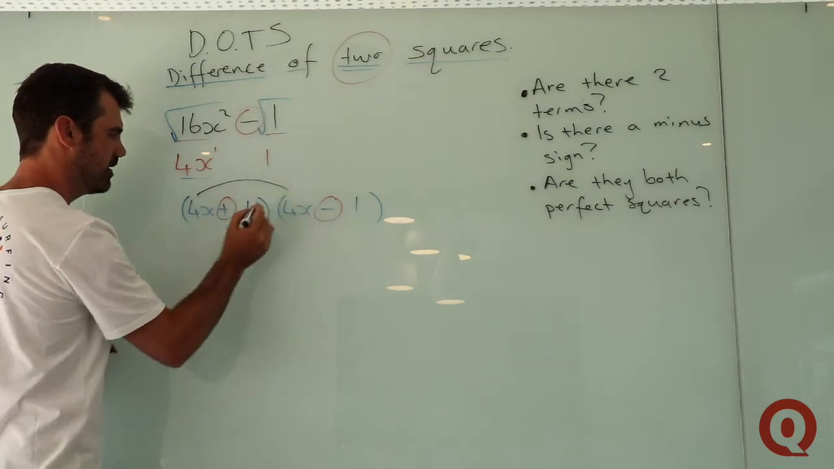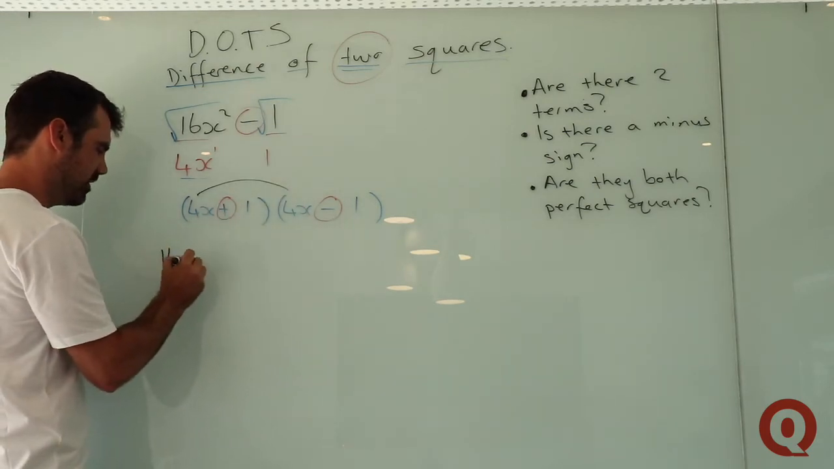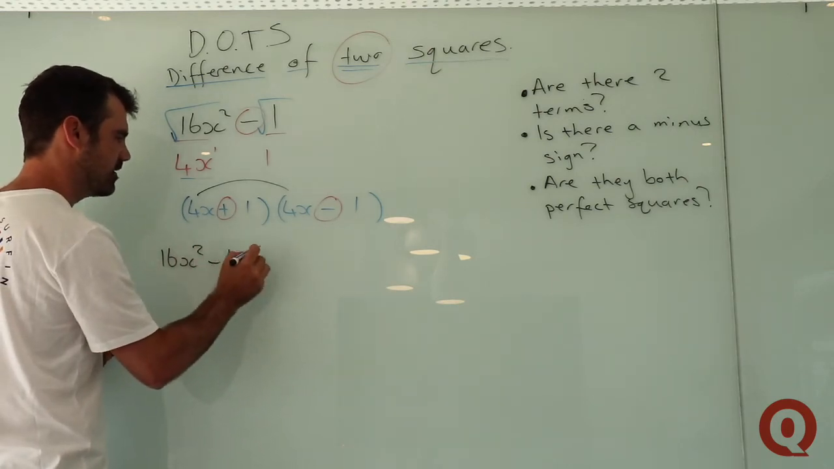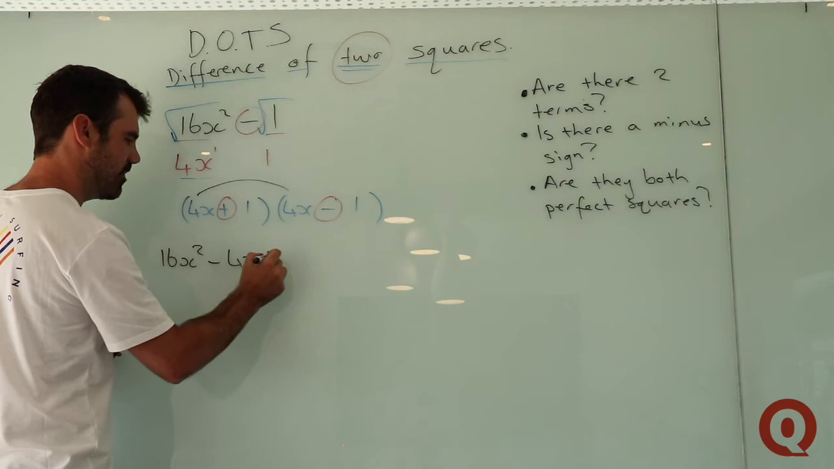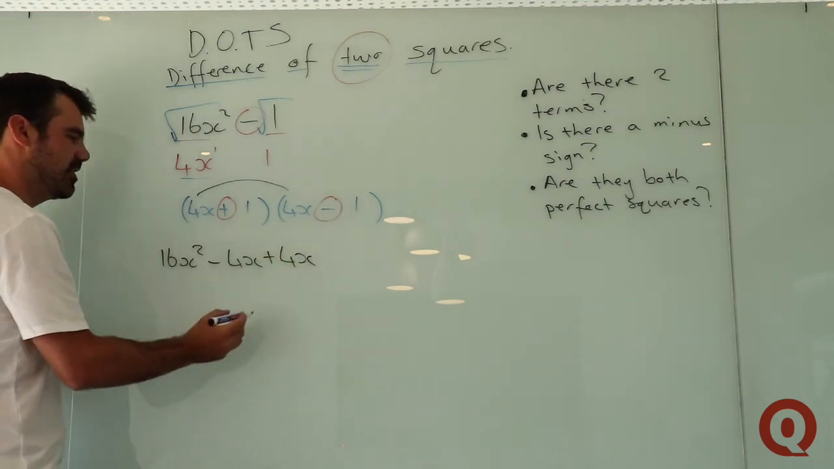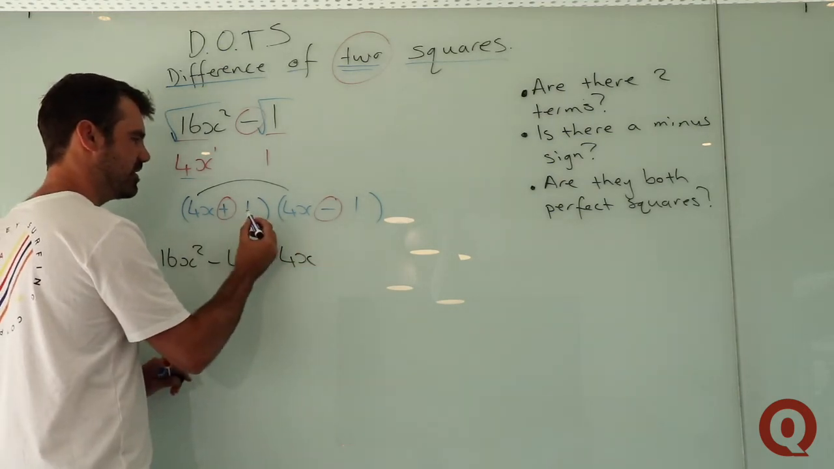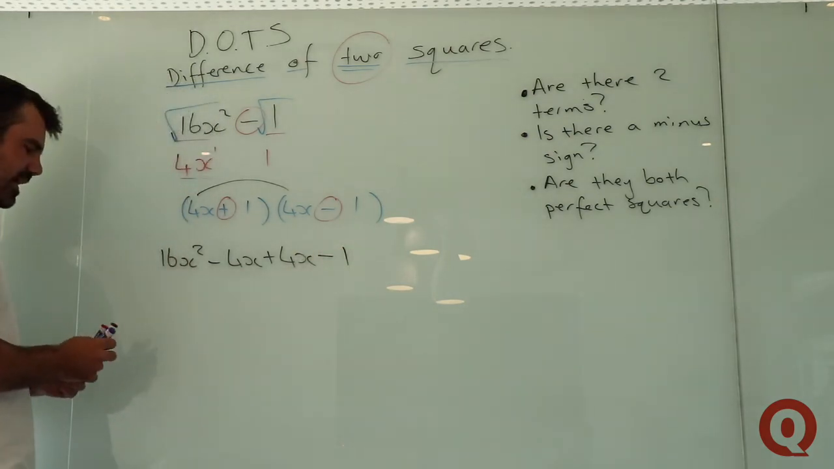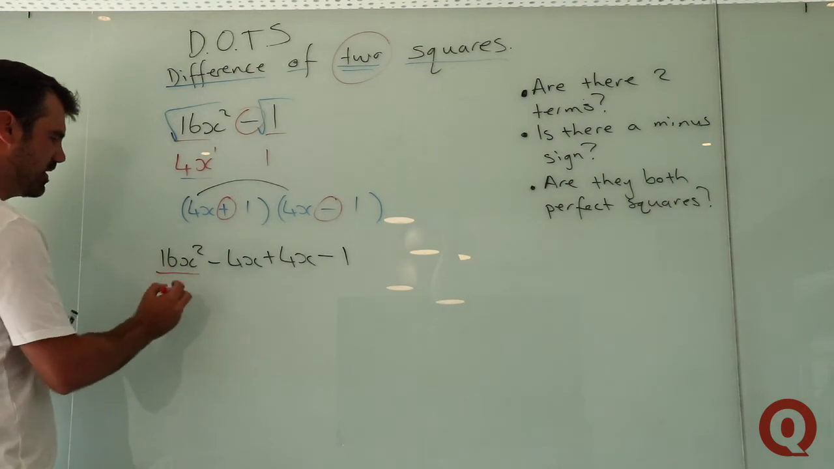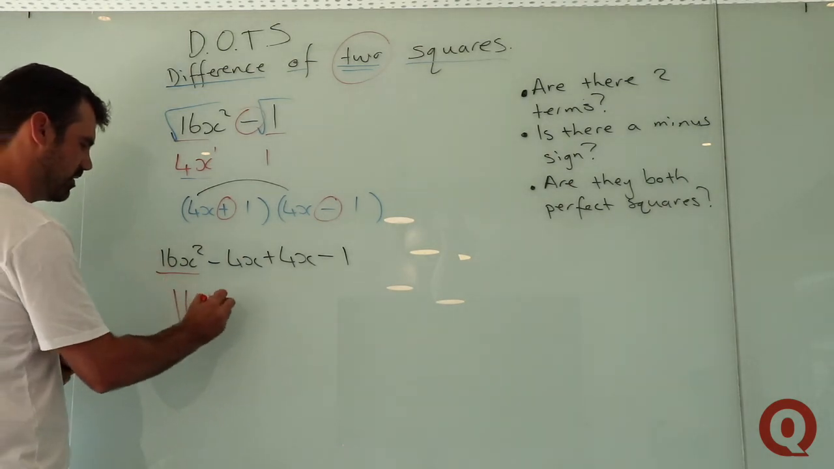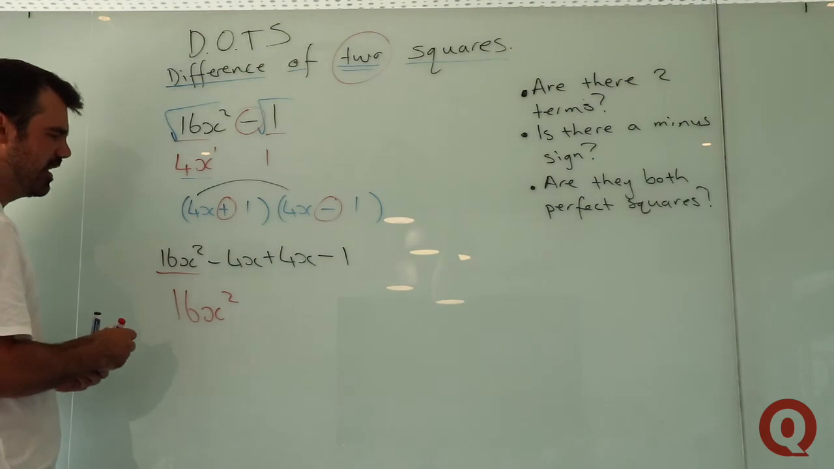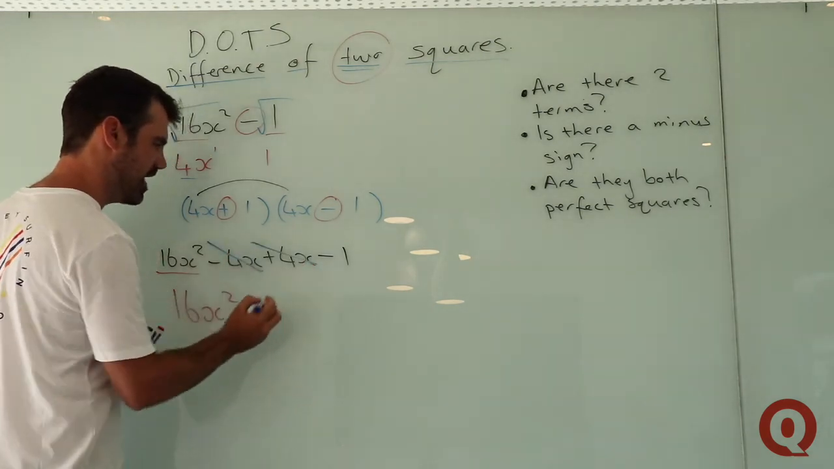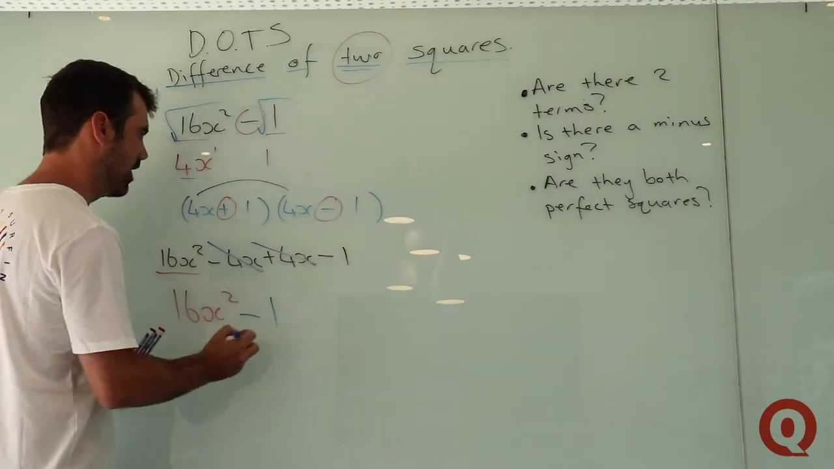4x times 4x is going to give me 16x squared. 4x times a negative 1 is minus 4x. Positive 1 times 4x is my positive 4x. You might already have noticed that I'm going to be able to cancel things out here, and then a positive 1 times a negative 1 gives me that negative 1. So, now that I collect, I've got one x squared term, so it remains the same, 16x squared. And now I've got a negative 4x and a positive 4x, which are simply going to just cancel themselves out, and I'm left with a minus 1.